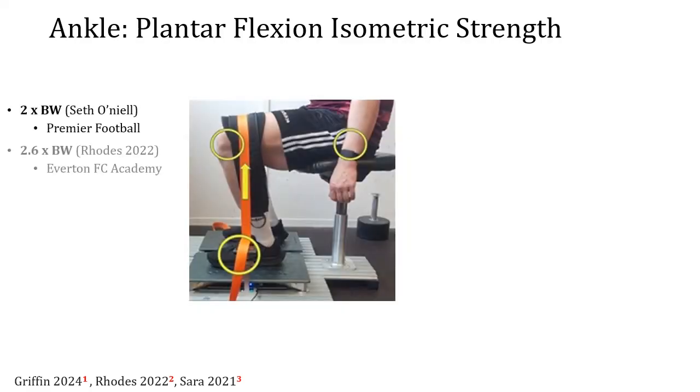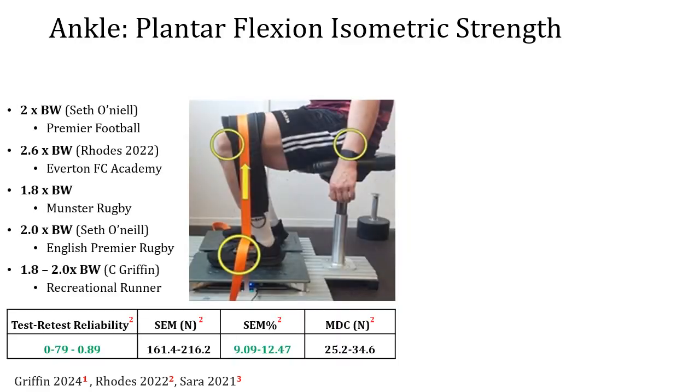Okay, so what kind of forces can we produce and expect with this? They're actually quite high depending on the demographic that you're looking at. They consistently fluctuate anywhere between 1.8 and 2.6 times body weight. With the Premier League football teams, Seth O'Neill has done an incredible amount of work with this, as well as with the rugby teams, and has found right around 2.0 times body weight, whereas the Everton Academy has shown up to 2.6. And in recreational runners, it's been shown to be 1.8 to 2.0 times body weight.